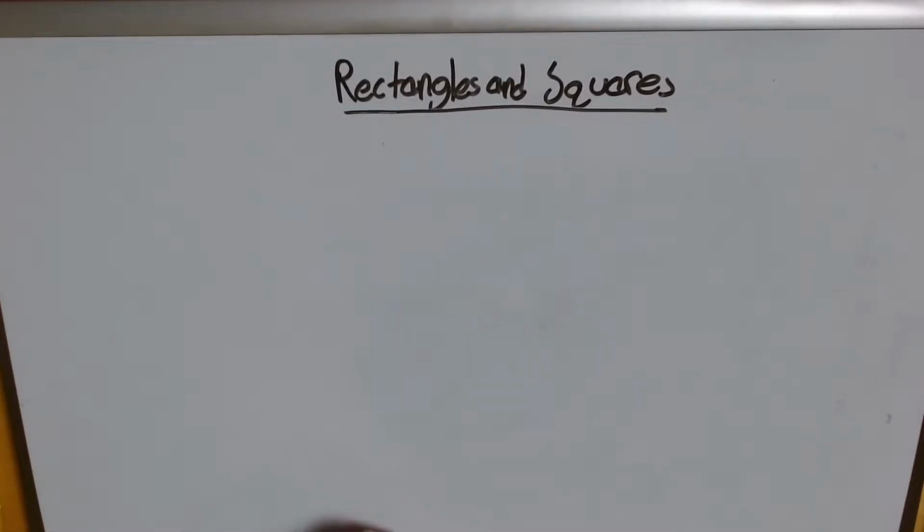Hi. Today we're talking about rectangles and squares, the two most basic elements of geometry.